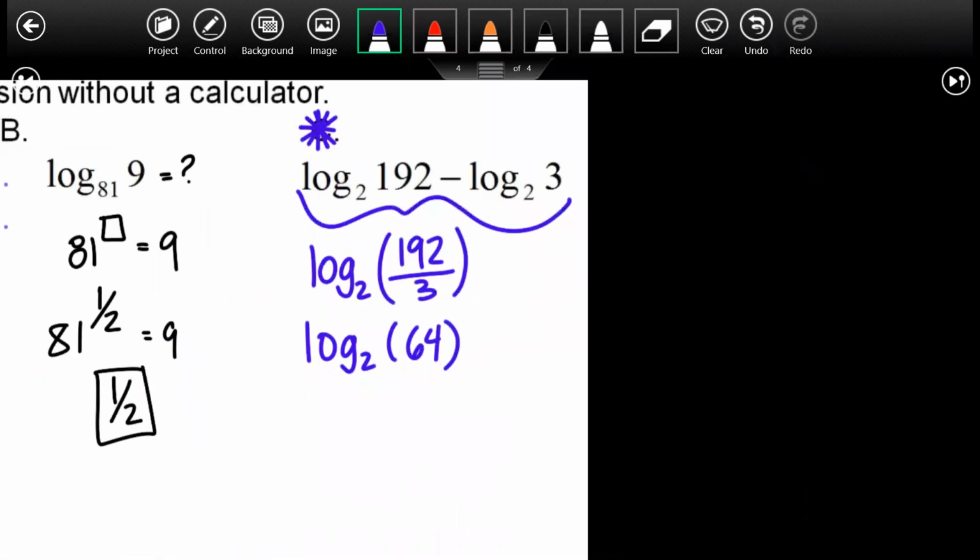Log base 2 of 64, I can rewrite this as an exponential. 2 to what value gives me 64? Probably just figure this out. 2 times 2 times 2 times 2 times 2, which would be what? Is it 6? Just make sure. 6. You're right. Just want to make sure.